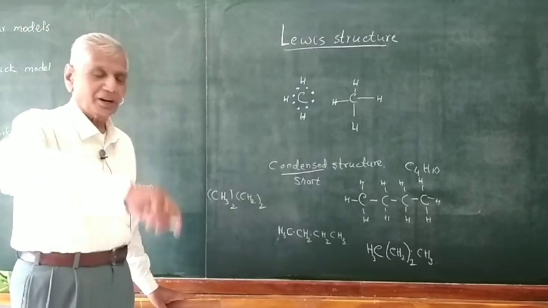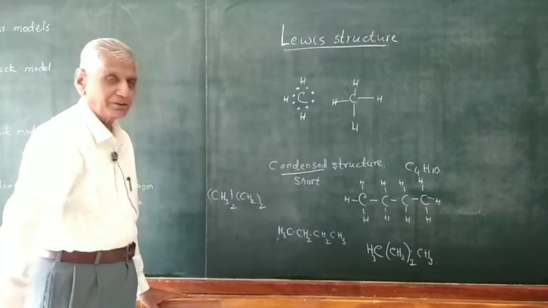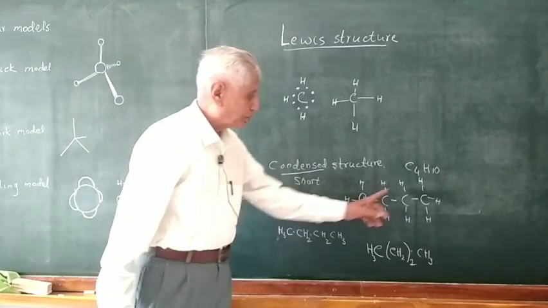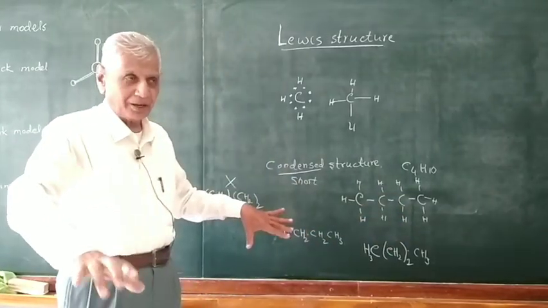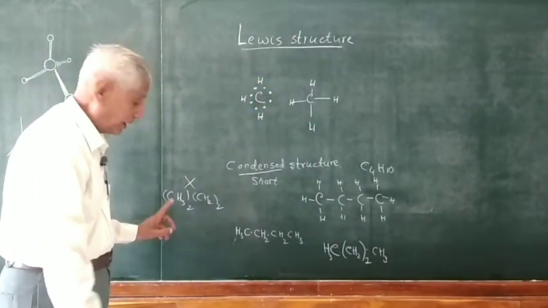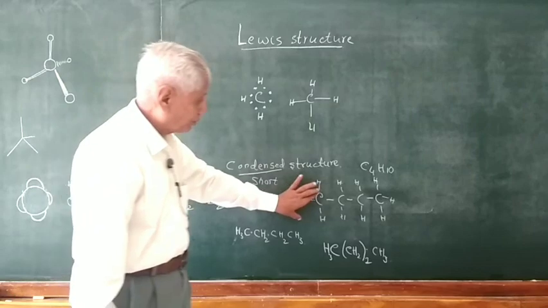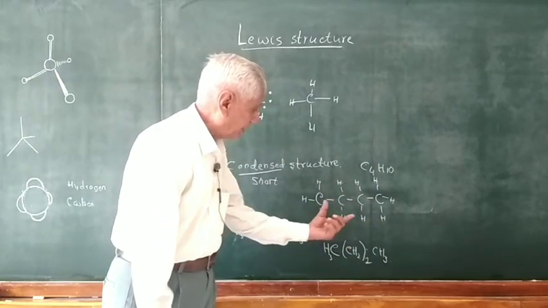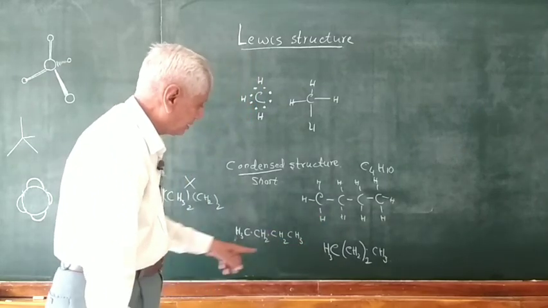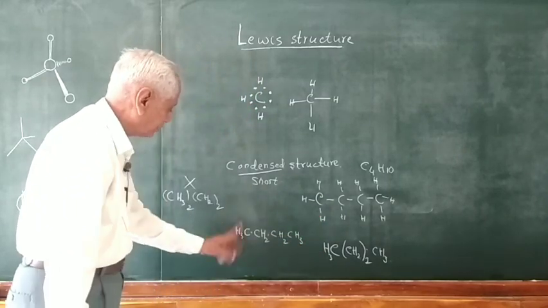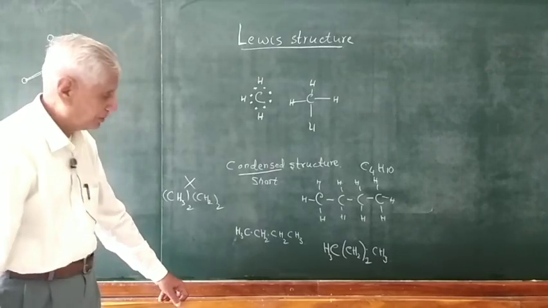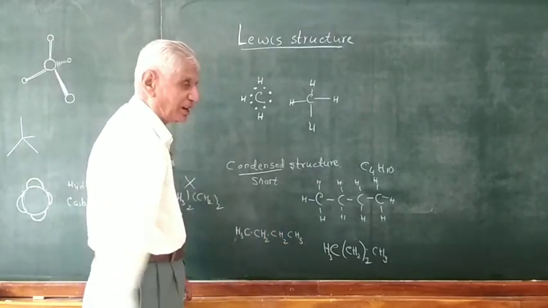You can still make the condensed structure like this? No, this is not correct. You cannot write like this. The two CH3 groups are at the end there. Therefore, you have to write them at the end only, not in the beginning. Therefore, these two groups are written at the end. And in the written structure, CH2 is written twice. So the condensed structure is like this, or like this, and not like this. Okay? I think you have followed. So this is called condensed structure.